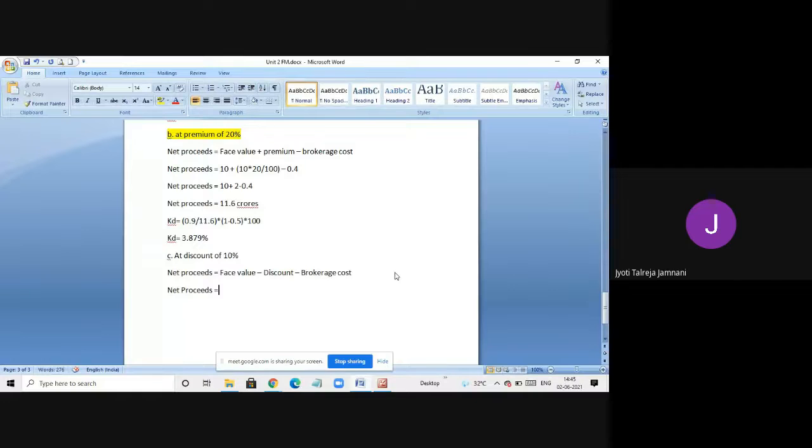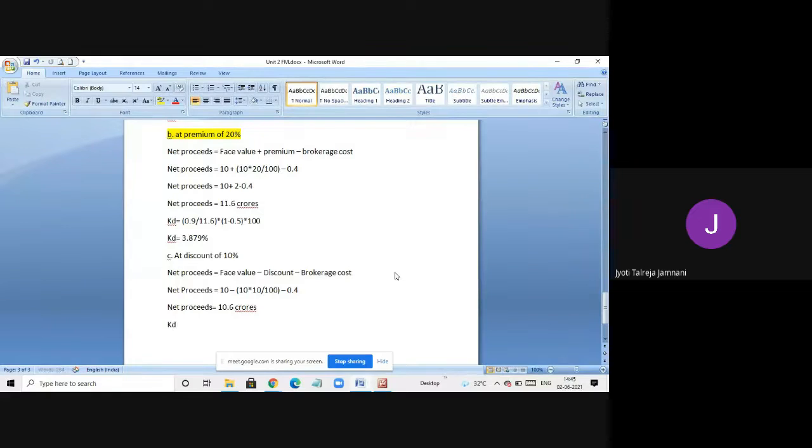Net proceeds is equal to face value 10 minus discount on 10 crores at 10%, minus the brokerage cost which was calculated as 0.4. So 10 plus 1, 10% of 10 crores is 1, so 11. 11 minus 0.4, we will get 10.6 crores. Okay, so this is the net proceeds.